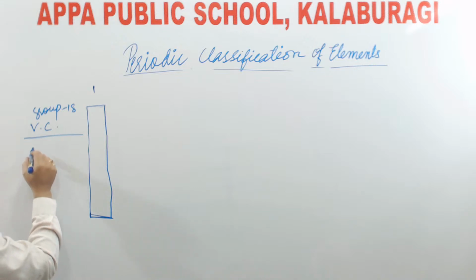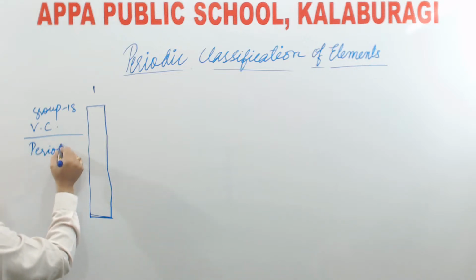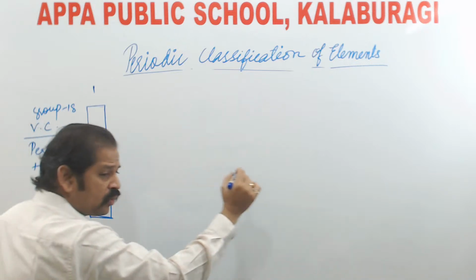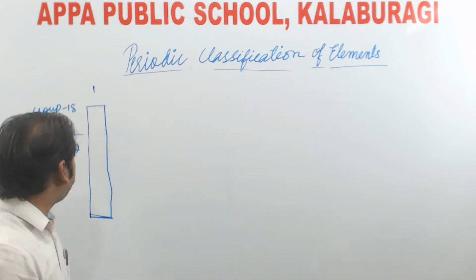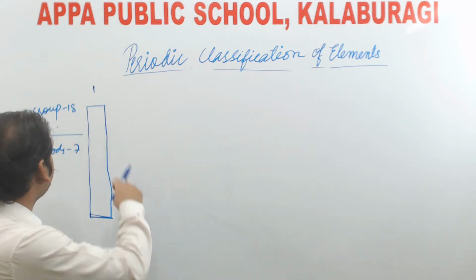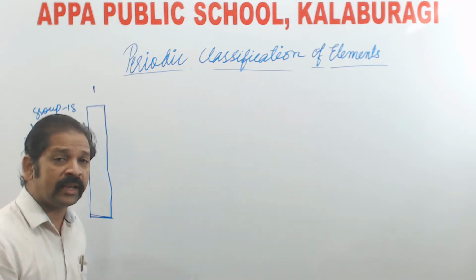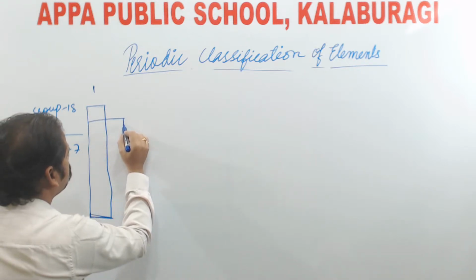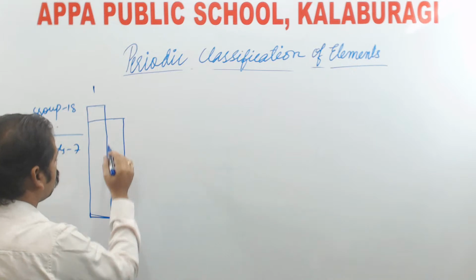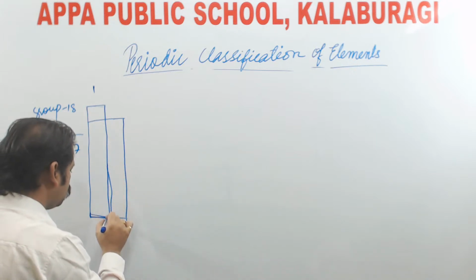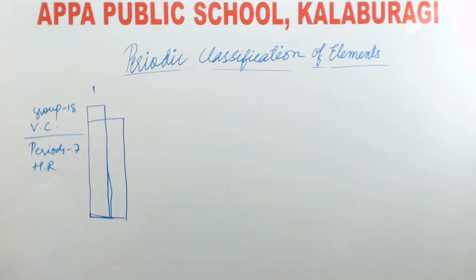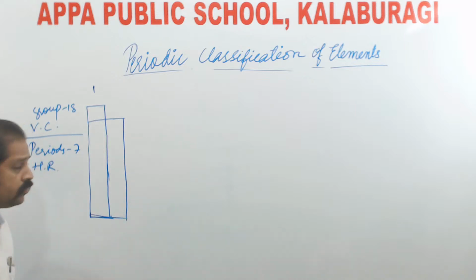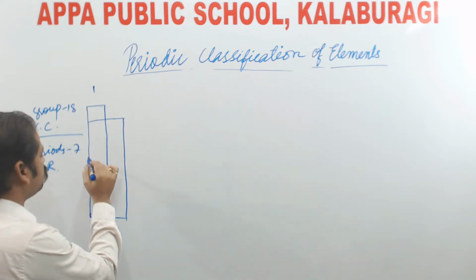And we are also having the periods. Periods are 7, and those are horizontal rows. The horizontal rows are called periods, and we are having 18 vertical columns, which are called groups. Group number 2 is the S block.